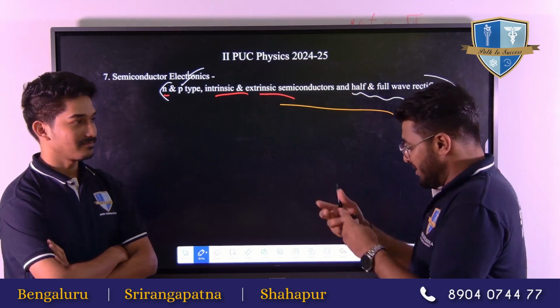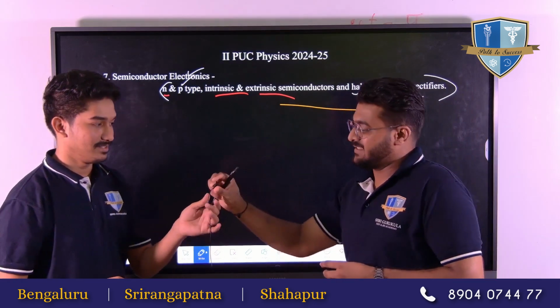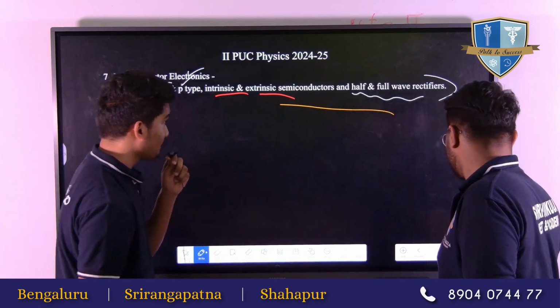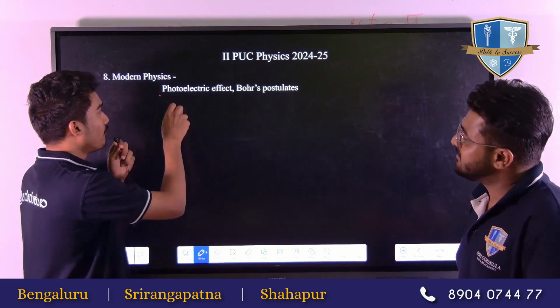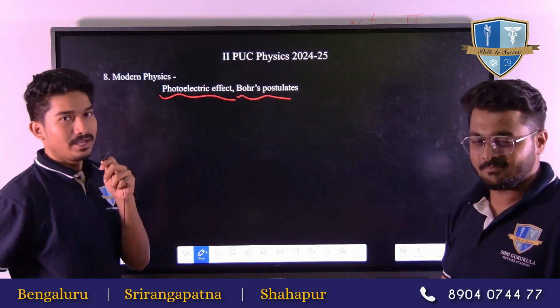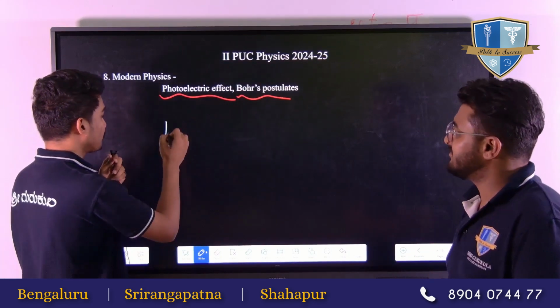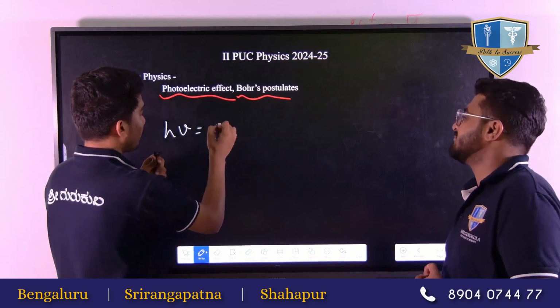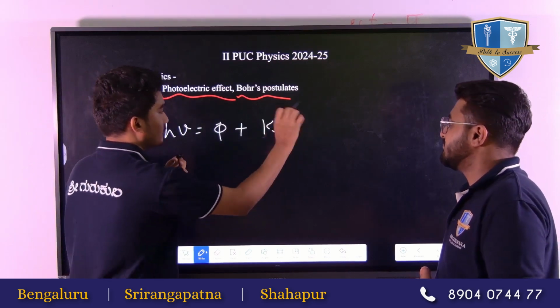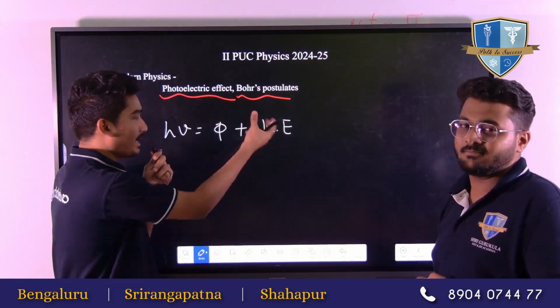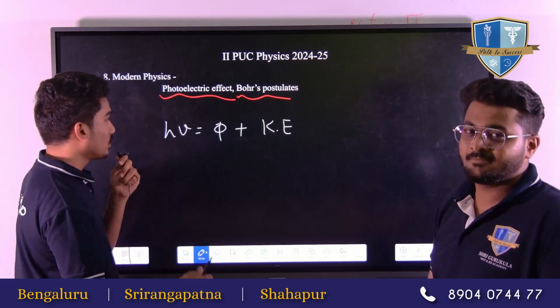Okay, so next sir will tell about modern physics. So in modern physics, some important topics are the photoelectric effect and Bohr's postulates. In the photoelectric effect, you know one formula, hν equals φ0 plus kinetic energy, correct? So they may ask the kinetic energy of the photoelectron. They may ask about the stopping potential.